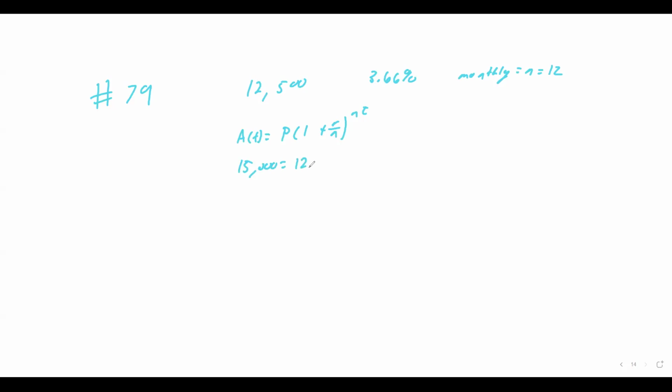My principal is 12,500. Then 1 plus my rate. Remember, this is my R, but I have to turn it into a decimal. So that's going to be 0.0366. Remember, you move it over to the left. So that's going to be 0.0366 divided by 12 raised to 12 times my t, because that's what I'm trying to find. How long will it take? So to solve this out, this will become divide by 12,500.